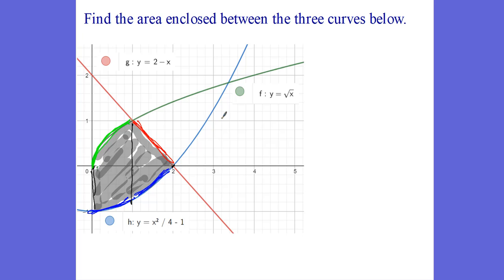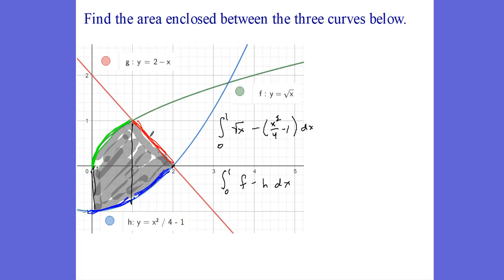So our first integral is going to be from 0 to 1 on the x-axis. Who's on the top is the square root of x, this f function, minus who's on the bottom, x squared over 4 minus 1, this function right here called h. So this was the integral from 0 to 1 of f minus h dx in terms of my functions.